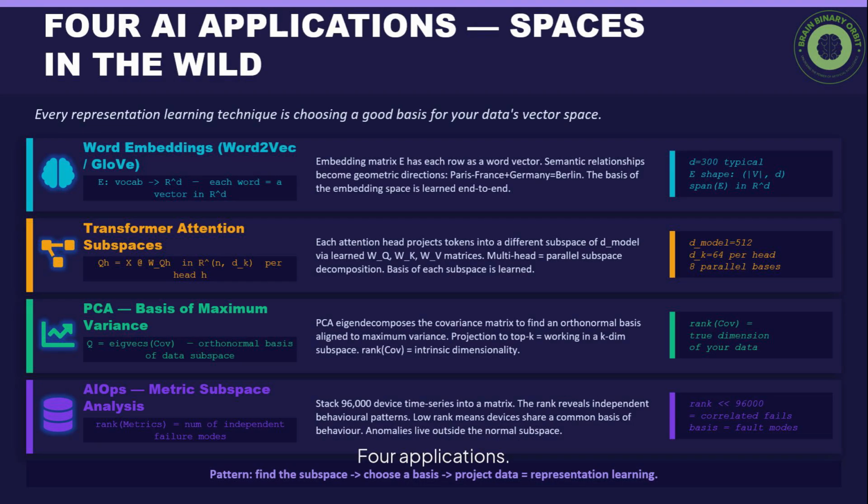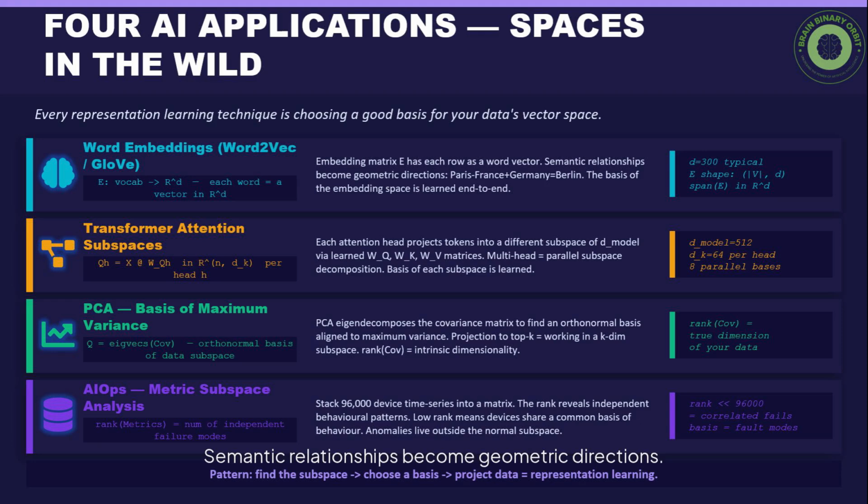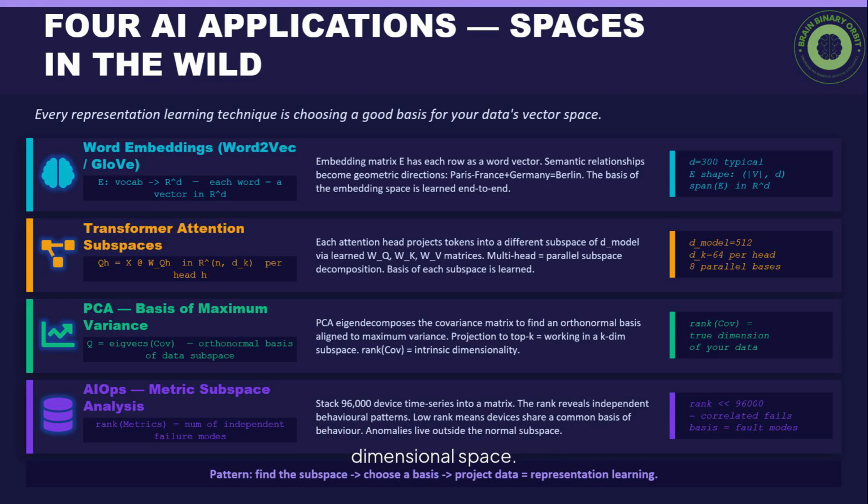4 applications. 1. Word embeddings. The embedding matrix maps vocabulary to R^D. Semantic relationships become geometric directions. 2. Transformer attention. Each head projects tokens into a different learned subspace of d-model dimensional space. Multi-head attention decomposes the full space into parallel subspaces.